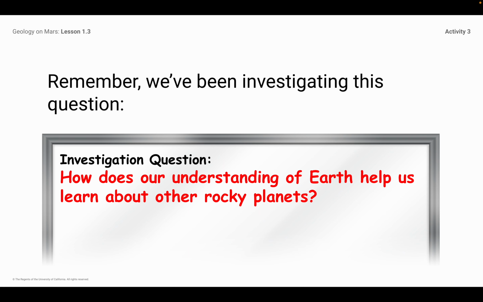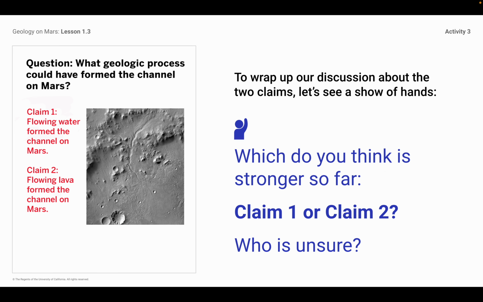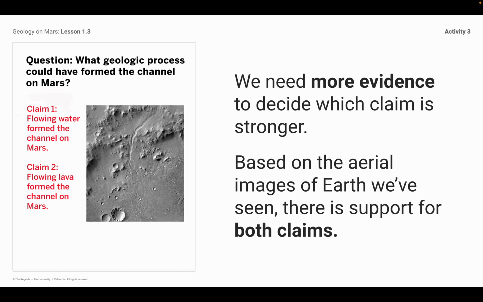actually, let me go back here. The two possible claims for how this channel formed was that it either formed by flowing water or it formed by flowing lava, because we can see the similarities between landforms on Earth and the channel on Mars. We don't know yet which one it is. And in fact, I took a poll and I asked the kids, and I'm not going to tell you what the result was because I don't want to sway your own opinion. But maybe you're like, I don't know which one it is yet. I need more evidence. And you're right. We do need more evidence to decide which claim is stronger.